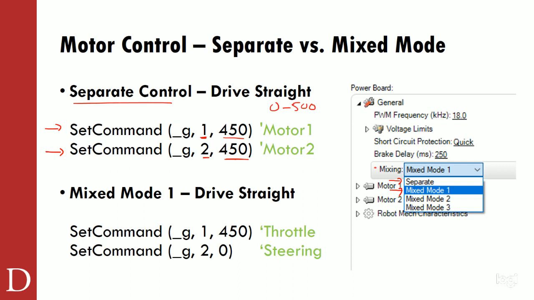The green represents comments. Remember, these are just comments, we call them human readables. We signify comments in our code with just a little apostrophe there, not a quotation mark, just a little apostrophe. So set command channel 1 to 450, set command channel 2 to 450, and the vehicle is going to drive straight. Why is it going to drive straight? Because the two motors are going at the same speed.